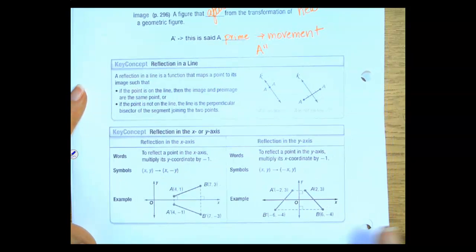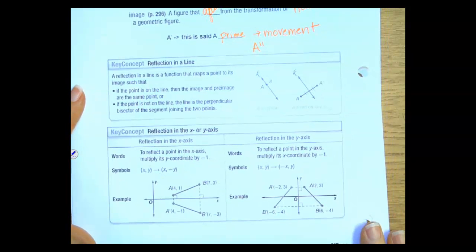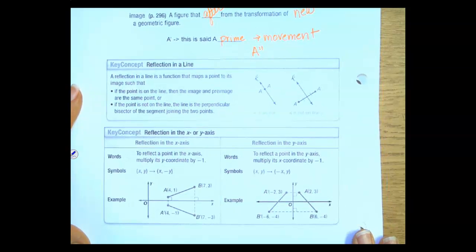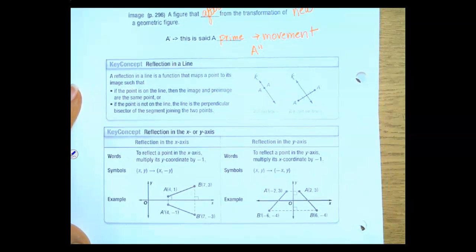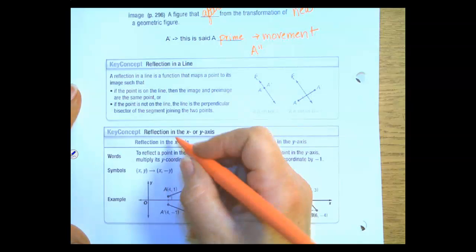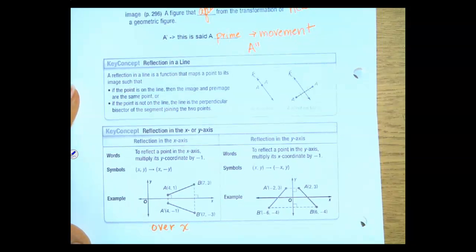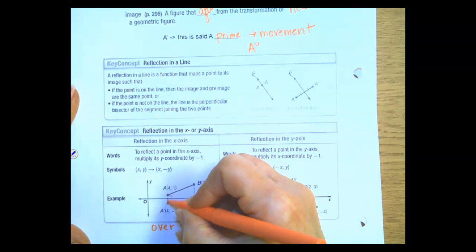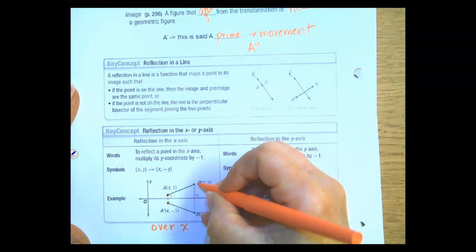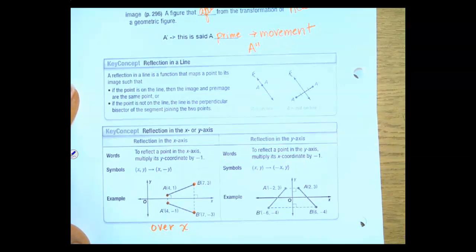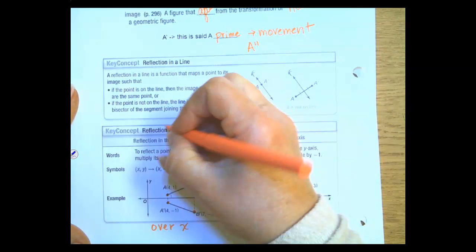If you took 8th grade math, you would have this, but you guys did not because you guys were in pre-algebra. So these are reflections, and when it says in the x-axis, I always think of it as over the x-axis. So what they're saying is these 2 points here and here are the same distance. From here to here are the same distance. Reflection, it is the flip.